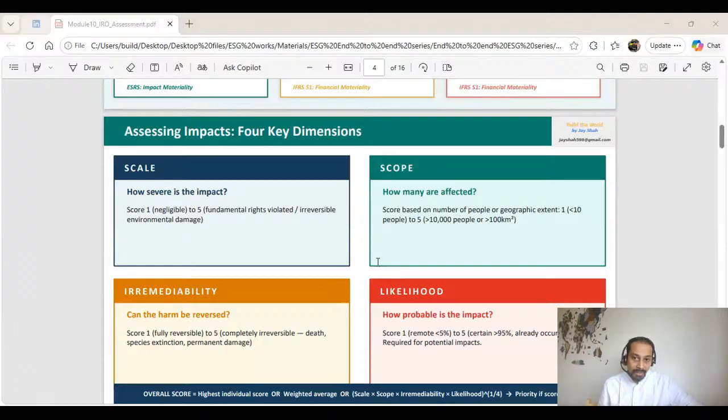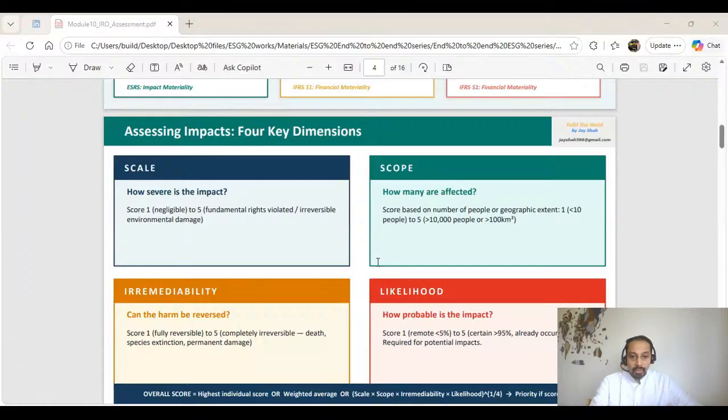For actual impacts, those already occurring, likelihood is by definition certain, so you focus more on the first three dimensions. Putting it all together, how do you combine these four dimensions into a single overall score, which is called normalization? There are three recognized approaches. The simplest is to use the highest individual score. If any dimension scores a 5, the impact is treated as a high priority regardless of anything else.